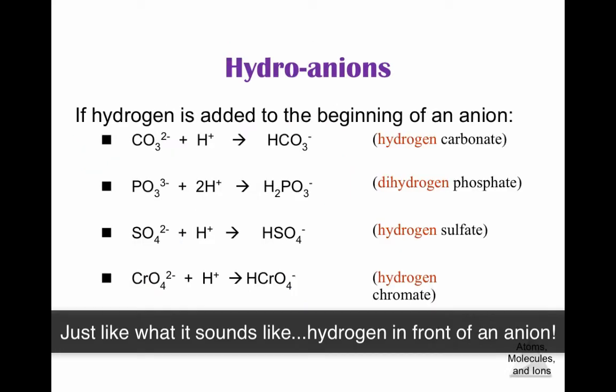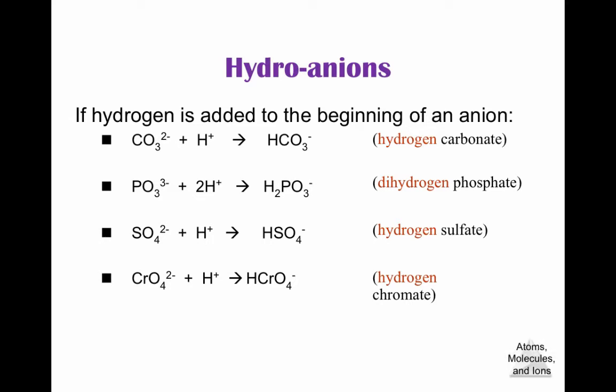So hydro-anions are next. If hydrogen is added to the beginning of an anion, you simply put hydrogen in front. So if we have carbonate and we add a hydrogen, it becomes HCO3-. Notice the charge. We simply add these charges together. 2- plus 1 becomes 1-. In the next one, 3- plus 2 becomes 1-. 2- plus 1 becomes 1-. So in this case, your charge changes because you're adding a +1 to it.